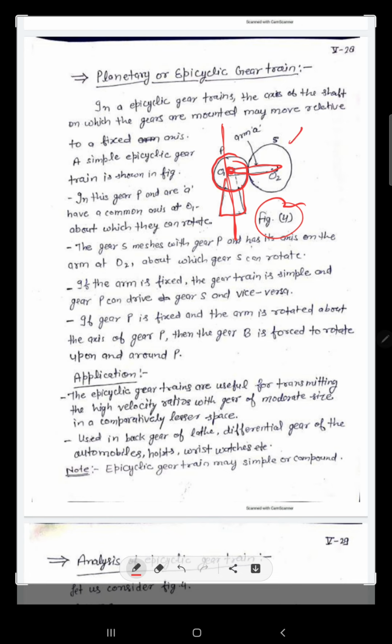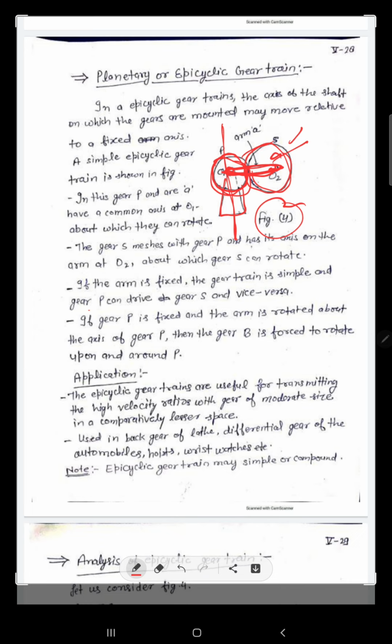After that you will see that the gear S meshes with the gear P, and has its axis on the arm at O2, about which the gear S can rotate. So what is the condition? If the arm is fixed, the gear train is simple, and gear P can drive the gear S, or gear S can drive the gear P. But the condition is that the arm is fixed.